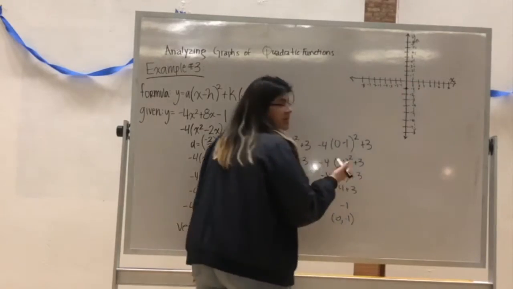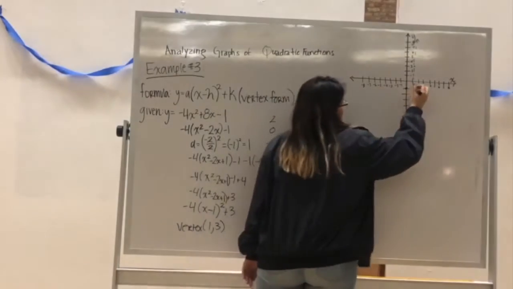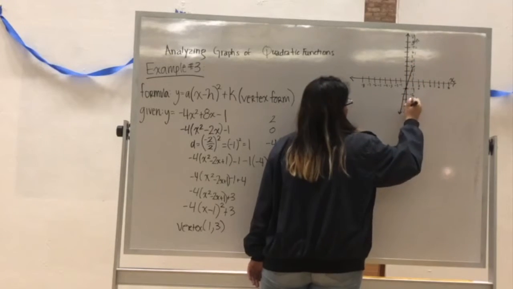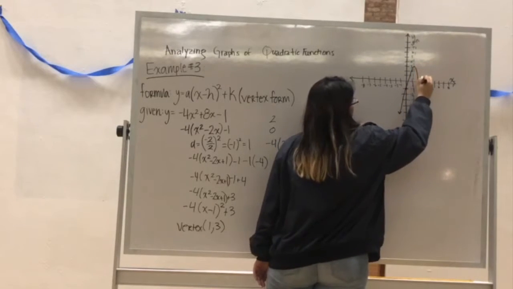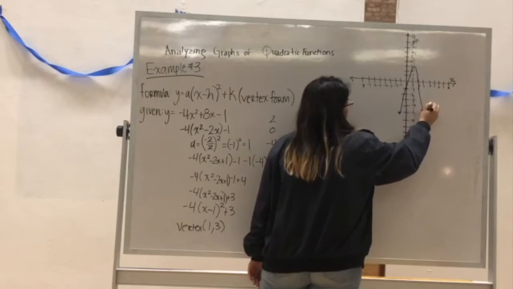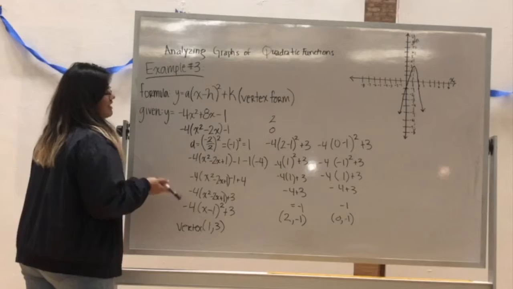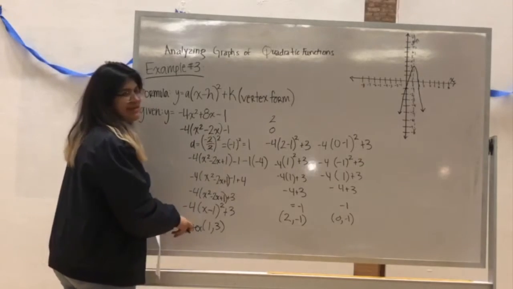So our vertex is what we start with, and then our parabola is created around it. So then we just go down this way, and this way. So this would be switching a quadratic function into vertex form and then graphing it.